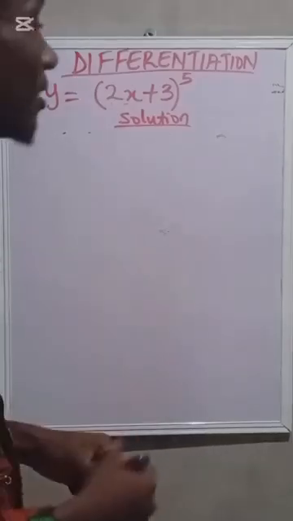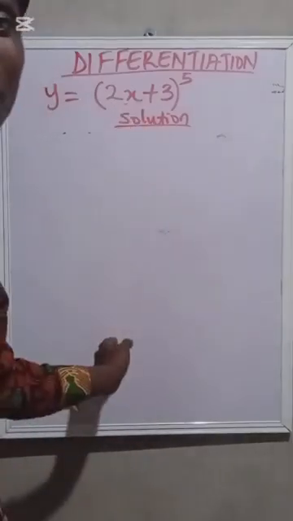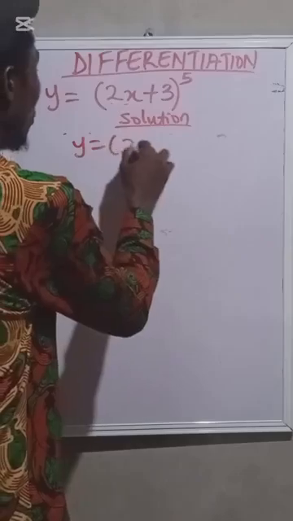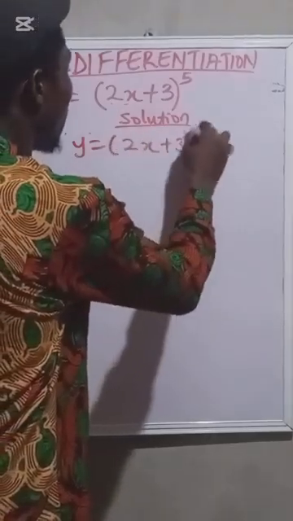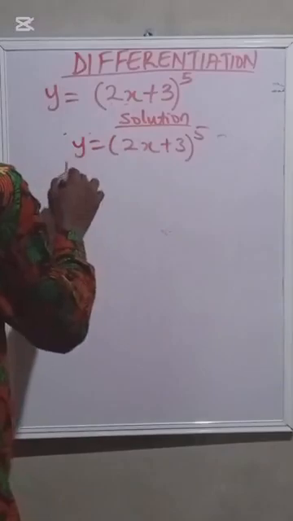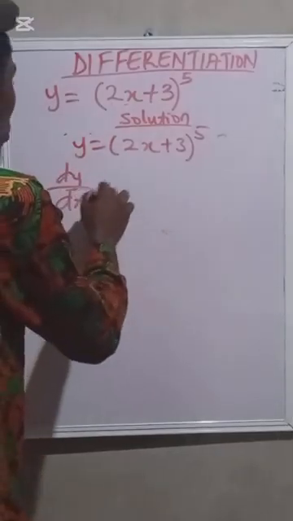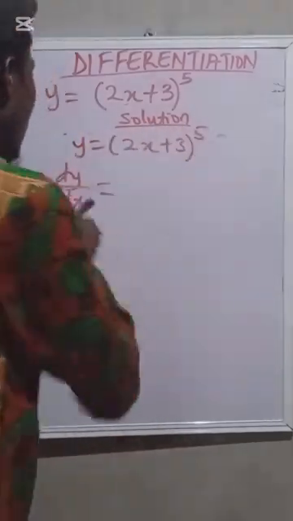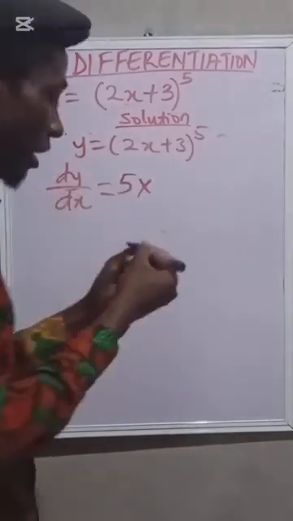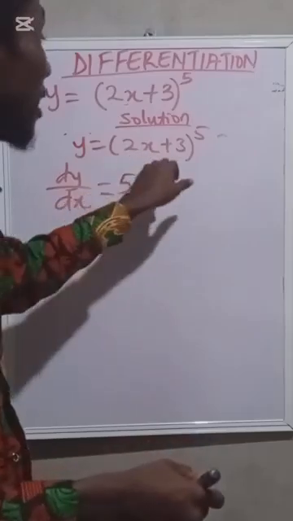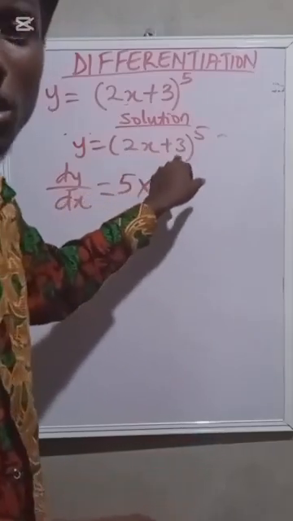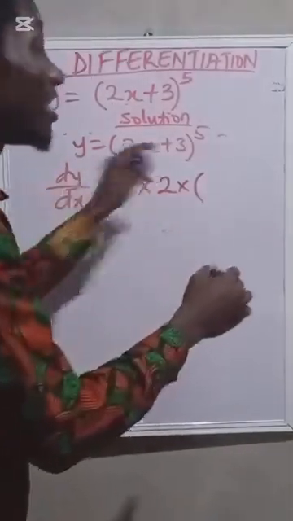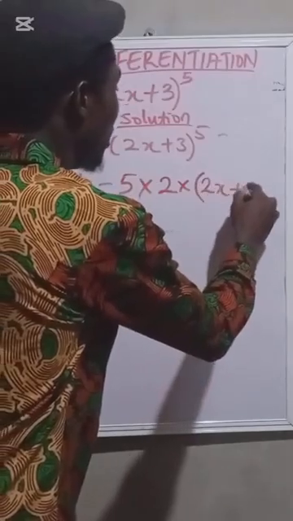Now, you have a question like this, and you're in a jam. Why go through the former stress? You have y equals (2x plus 3) to the power 5. What you are going to do is just write your dy/dx to be equal to this: what you have as the power here, write it, 5. Multiply it by the differentiation of what you have inside this bracket. We have 2x plus 3. Differentiate it and it's going to give you 2. Then write what you have in this bracket back, 2x plus 3.